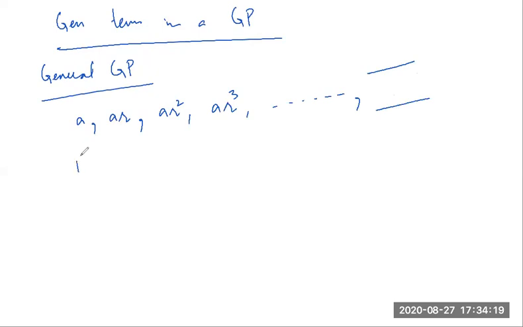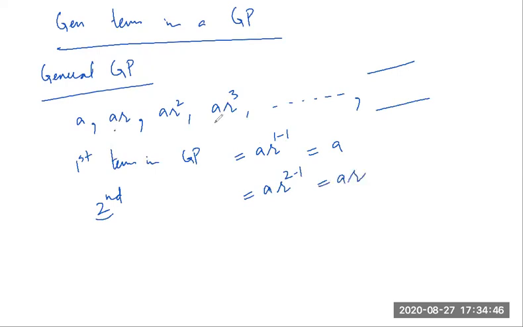See that, students, when we talk about first term in a GP, it was A, we could write it like A R raised to power 1 minus 1. This is equal to A. And when we want to talk about second term, it is A R raised to power 2 minus 1, that is equal to AR. It's correct. When we want to talk about fourth term in a GP, it is A R raised to power 4 minus 1. This is AR cube. Well, that's pretty correct. This is my fourth term.